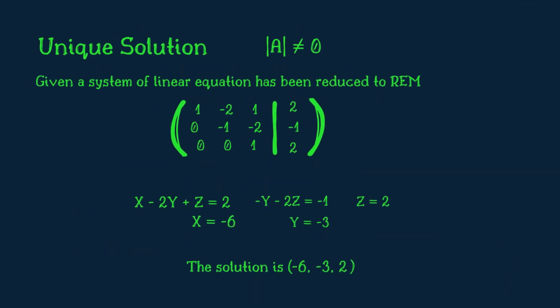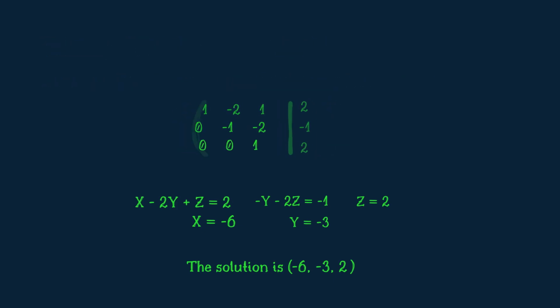This is an example of a matrix with a unique solution. We have already calculated the determinant and it is not equal to 0, so we know that it has a unique solution. The equation is reduced to row echelon matrix by using elementary row operation, and the final answer is as shown in the slide below. After calculating the solution, we know that x is equal to -6, y is equal to -3, and z is equal to 2.